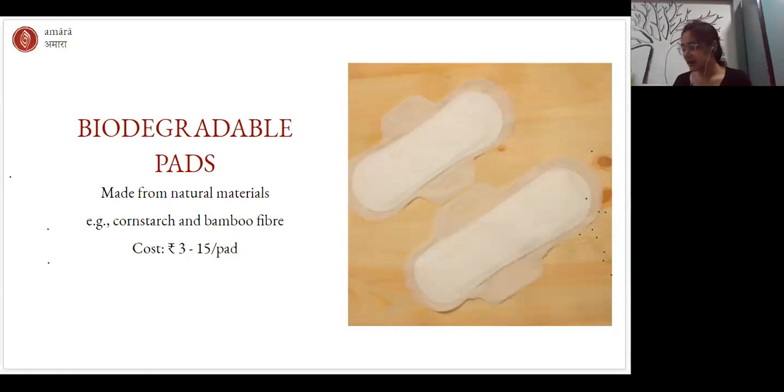Now the second part is cloth pads. So for years before we started using sanitary napkins, women were actually using cloth pads, and there were no problems with it as such.